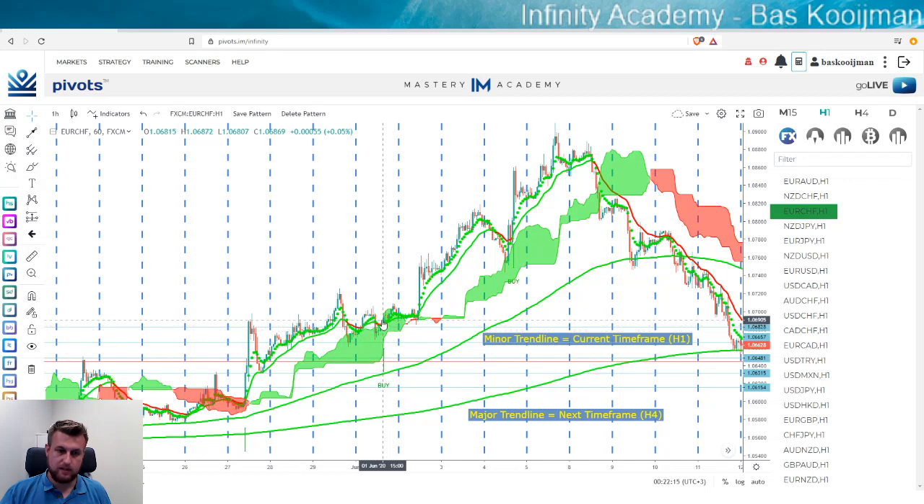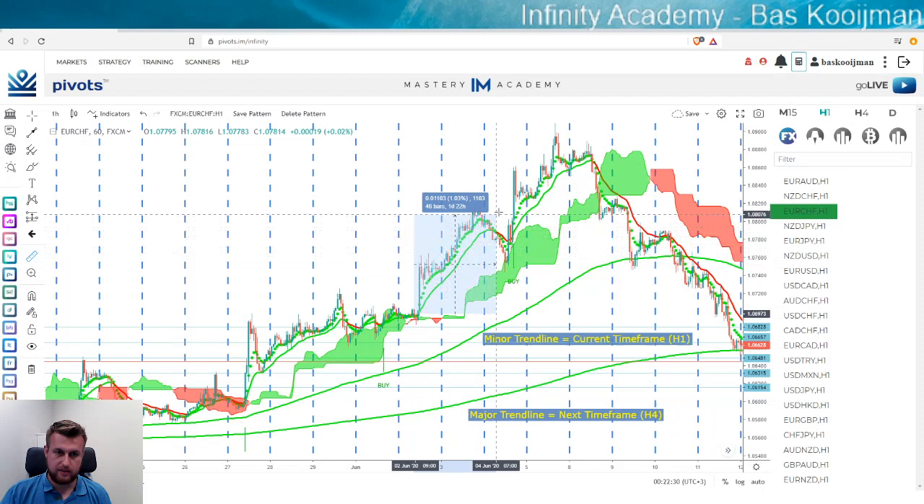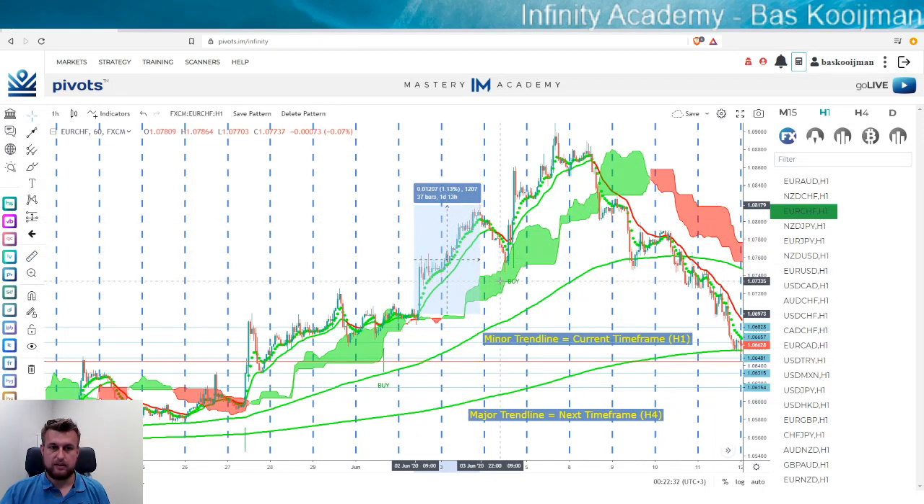We get a buy signal here after this pullback. Price is just touching the exit of the cloud and therefore giving us a buy signal, goes sideways for a bit more, and then really takes off. Another big candle first, 60 pips, and a second ride of about 120 pips in 1.5 days.